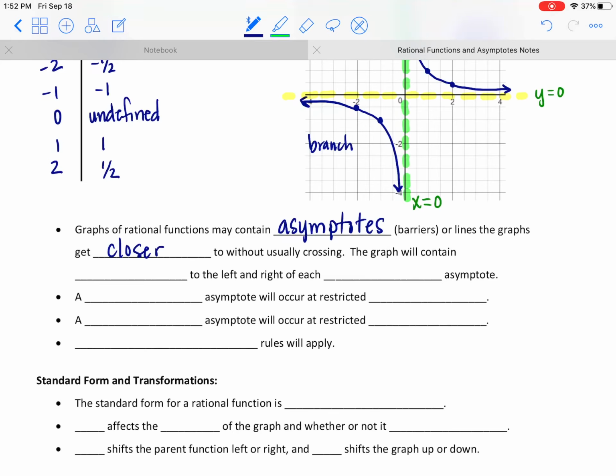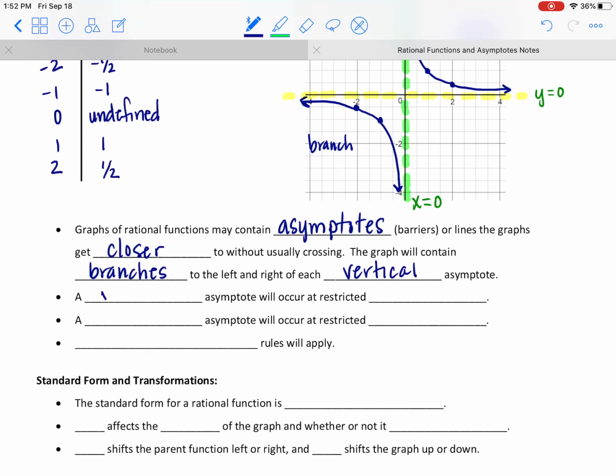And for every vertical asymptote, you should have 2 branches. So if you have one vertical asymptote, you should have a branch on either side of it. If you had 2 vertical asymptotes, then you would have a branch, something going on in the middle, and you'd have another branch. So you should have 2 branches for every vertical asymptote. So you're going to have branches. These are the actual pieces of the graph. That's why they're the only ones that I drew in with solid lines on the graph up there. So it will contain branches to the left and right of each vertical asymptote.